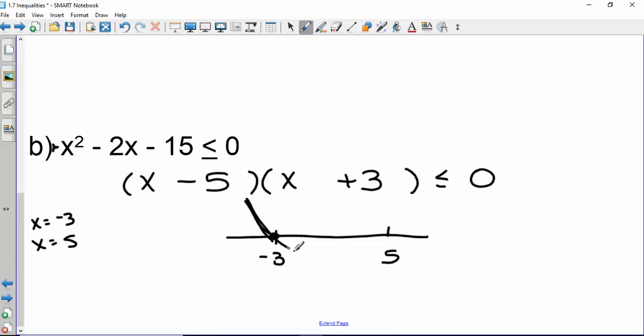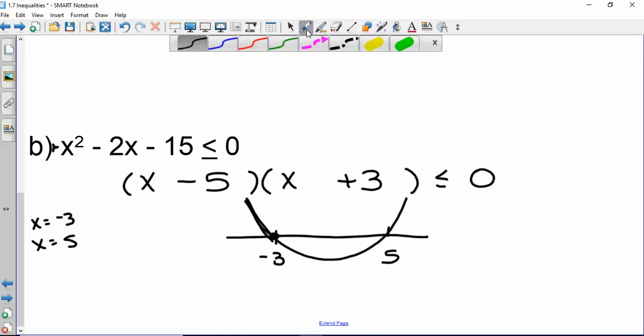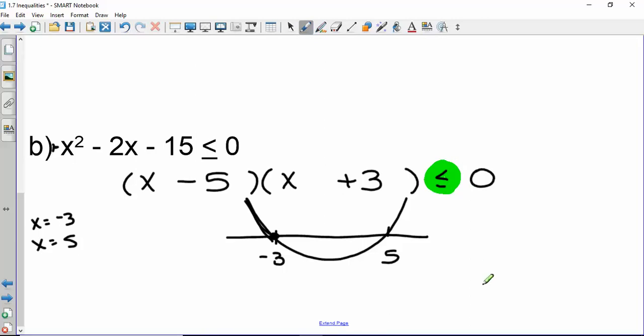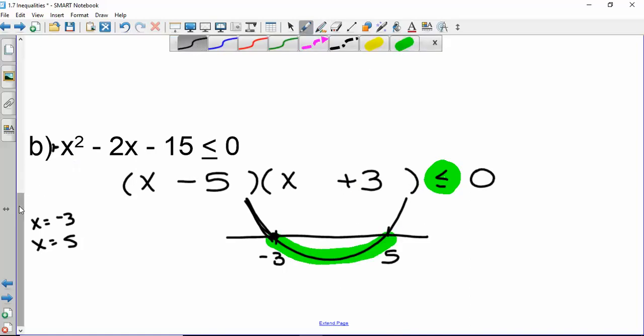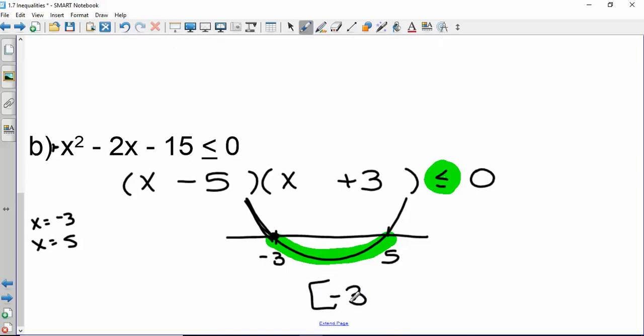So those are the two places where it equals 0. Did I want the positives or the negatives? Less than or equal to 0 is less than, positive, or negative? Negative. So I'm wanting this piece again. Parenthesis or bracket? Bracket: -3, comma 5. The equal to throws in a bracket.